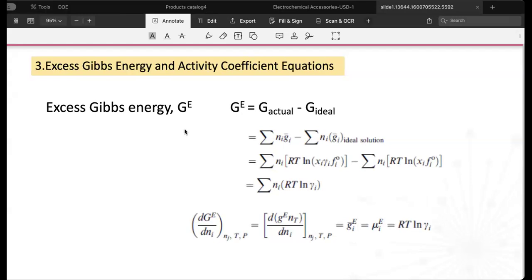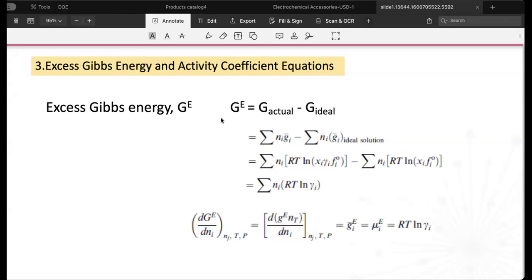Oh, if you don't learn excess Gibbs energy, Gibbs-Duhem equation also. Yeah, neither. Oh, then it's okay. You read it by yourself. Yeah. Excess Gibbs energy and Gibbs-Duhem equation.